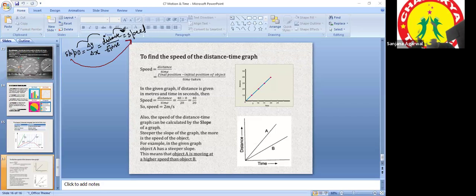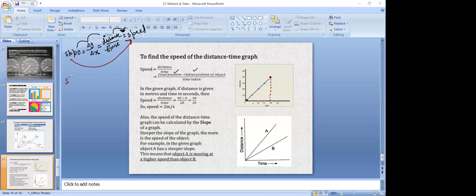Now, how to find the slope? Very simple. Change in y-axis upon change in x-axis. You just have to take any 2 points. Now it depends upon the question. If it is asking for the whole journey, like in this graph, I can see the journey begins from this point and ends at this point, at 20 seconds. So if the question is asking the whole journey, what is the speed? If it is asking for the first 5 seconds, then take those 2 points. Accordingly, you can take any 2 points. Final value of distance minus initial value of distance, upon total time taken between those 2 points.